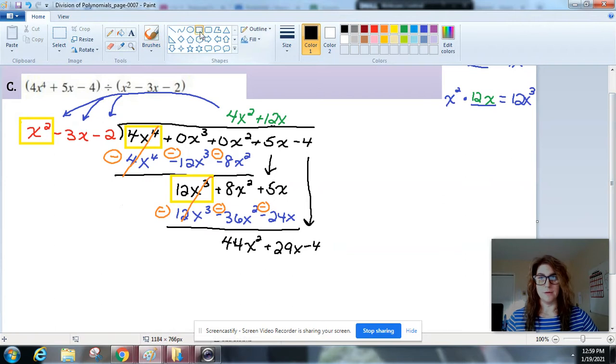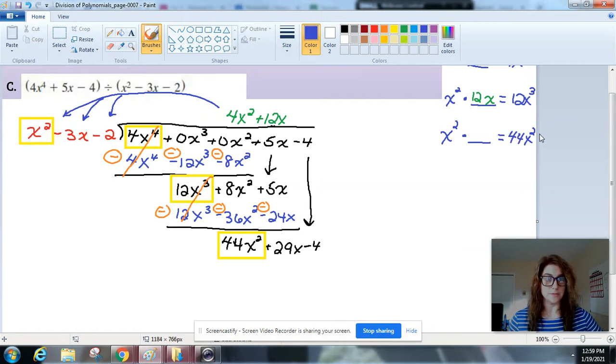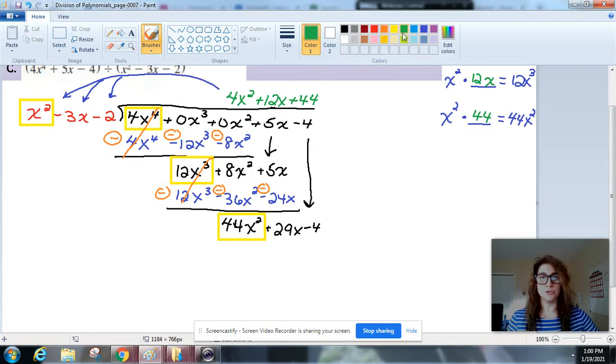Repeat it again. Look at your first term. Always the first term. Ask yourself, I have an x squared. What do I have to multiply it by to get a 44x squared? Well, x squared is already there. I just need the 44. So plus 44 at the end. Do your distribution. 44 times x squared is 44x squared. 44 times negative 3x is a negative 132x. 44 times negative 2 is a negative 88.